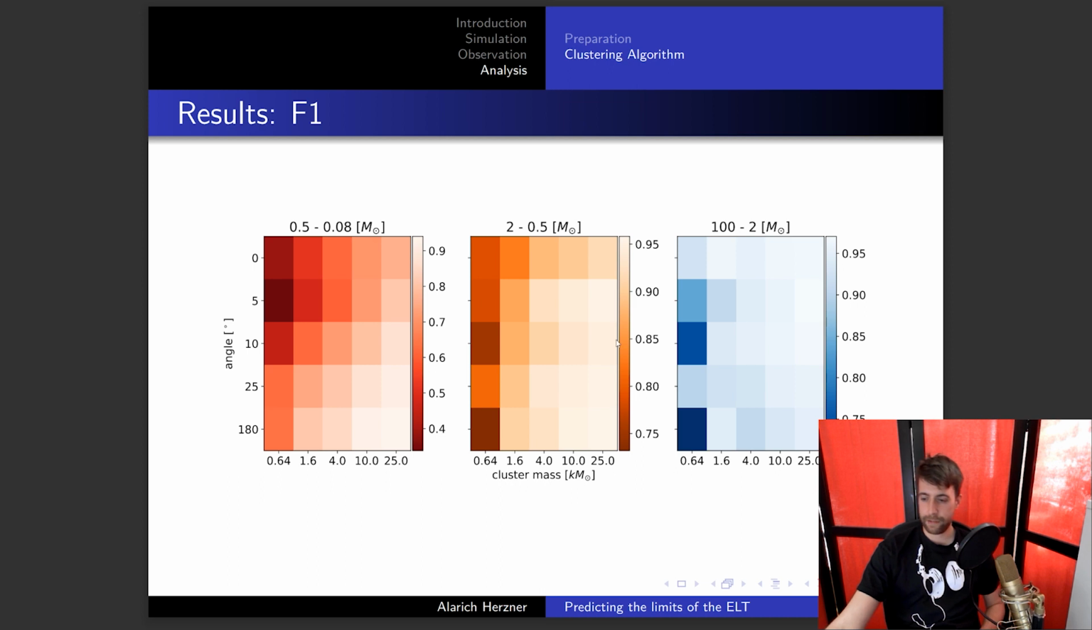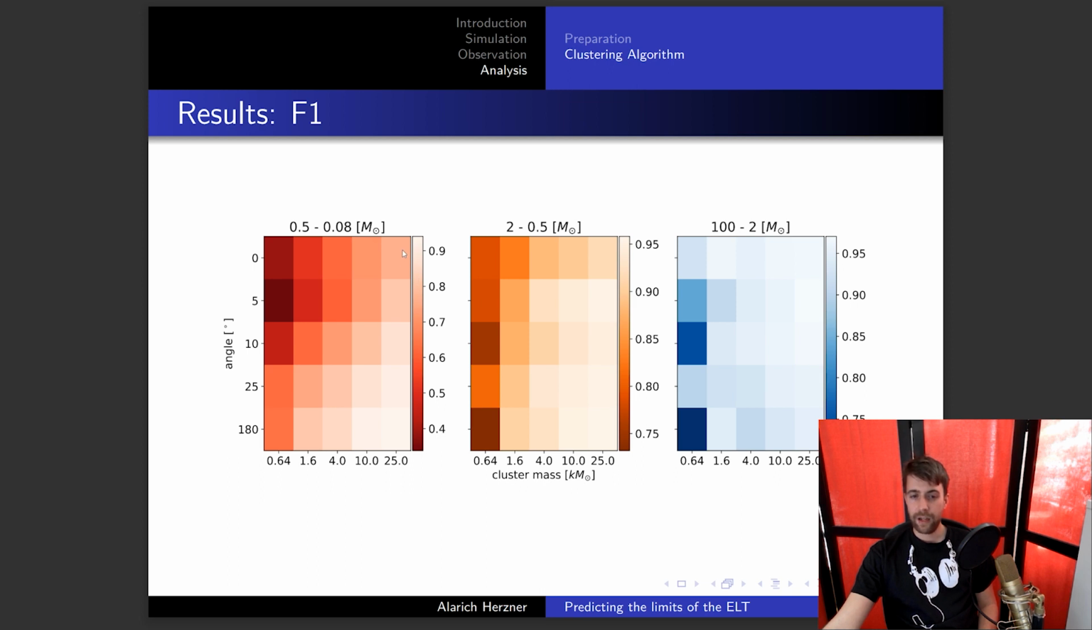So let's look at results. Here you can see stars between 0.08 solar mass, meaning solar mass is the mass of our sun. So 0.5 solar mass would be half the mass of our sun, all the way down to 0.08. For stars within this range, the clustering algorithm, when looking at the galactic center, here at degree 0, performs the best for clusters which have a very high total mass. Down here, you have different total cluster masses in kilo solar mass. So this is 25,000 solar mass clusters, which is quite high indeed.